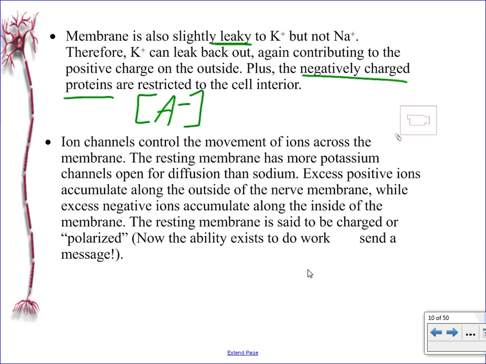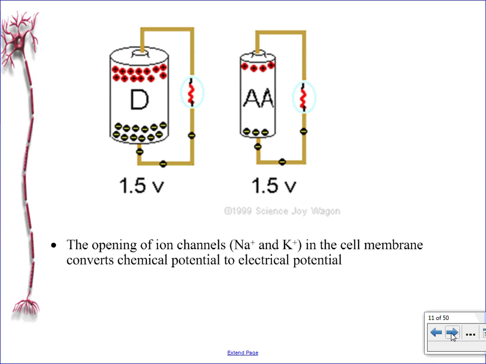Okay, so what have we accomplished at this point? Well, we haven't sent a message, but now the neuron is ready to send a message. So we refer to it as now being polarized or being charged, and it's ready to go ahead and send its own message. What I think is a useful analogy is to think about a battery.